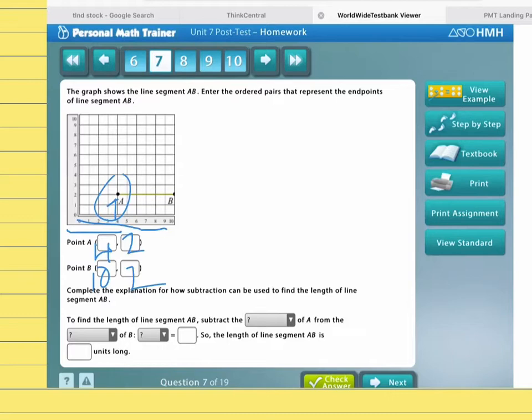To find the length of AB, we're going to subtract. Now, we're always going to want to subtract the lesser one. So the lesser one would be A. Subtract the x-coordinate of A from the x-coordinate of B, because we're measuring along the x-axis. So this is going to be 10 minus 4, and that's going to equal 6. So the length of AB should be 6 units. You can also just measure it by counting the squares to get that answer.